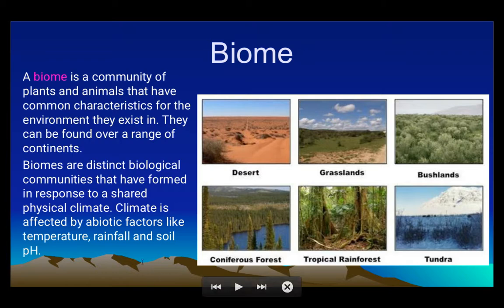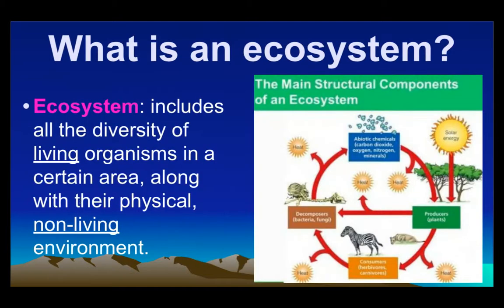They're a distinct biological community that have formed in response to a shared physical climate. So the desert has a specific climate as well as the tropical rainforest. But certain plants and animals can only live in those specific biomes. Those factors are affected by the temperature, the rainfall, and the soil pH.